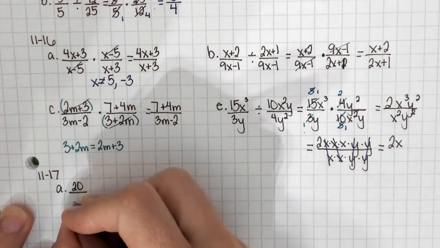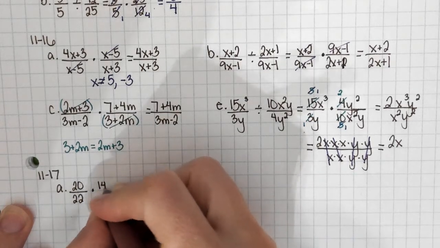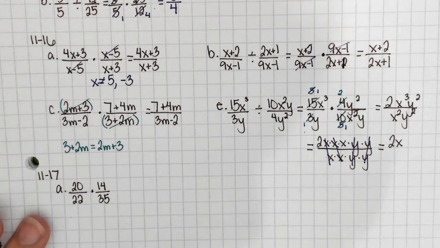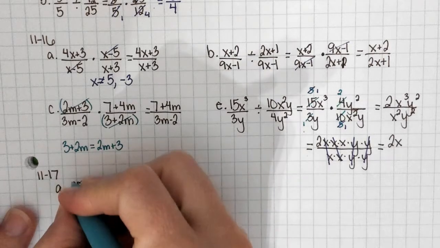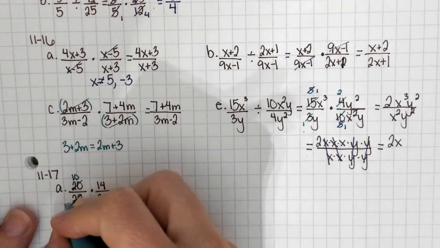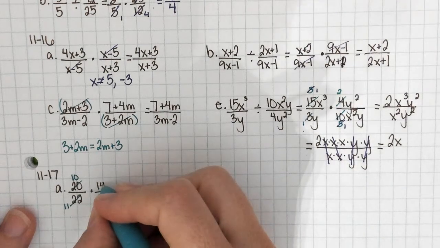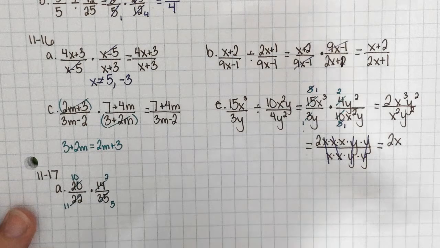So 20 over 22 times 14 over 35. Again, your preference if you want to simplify now or after you multiply. I personally do it at the beginning because I have smaller numbers. So 20 and 22, 2 goes into both of those. That gives me 10 and 11. 14 and 35, 7 goes into both of those. So that gives me 2 and 5.